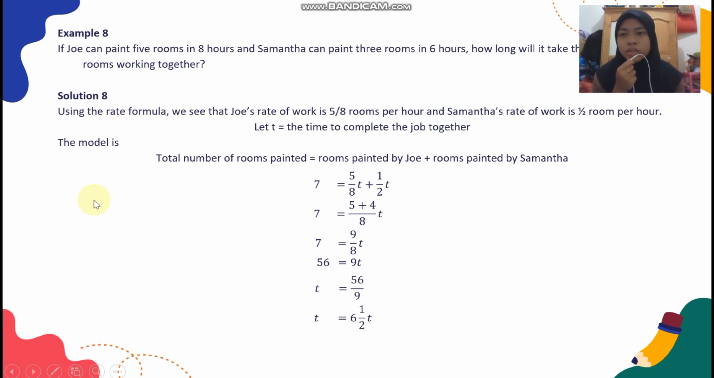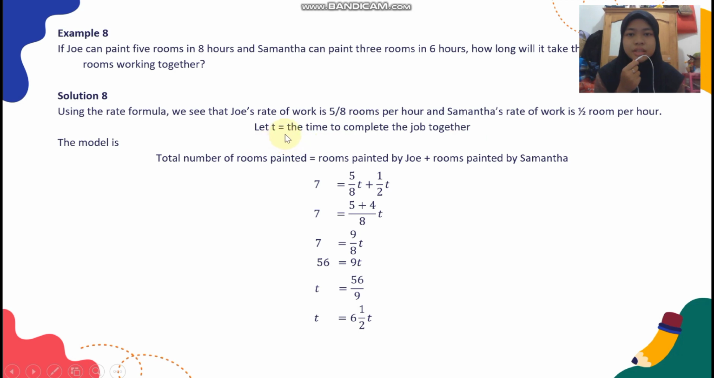If Joy can finish 5 rooms in 8 hours and Samantha can finish 3 rooms in 6 hours, how long will it take them to finish 7 rooms working together? And the solution: using the rate formula, we see that Joy's rate of work is 5/8 rooms per hour, and Samantha's rate of work is 1/2 rooms per hour.